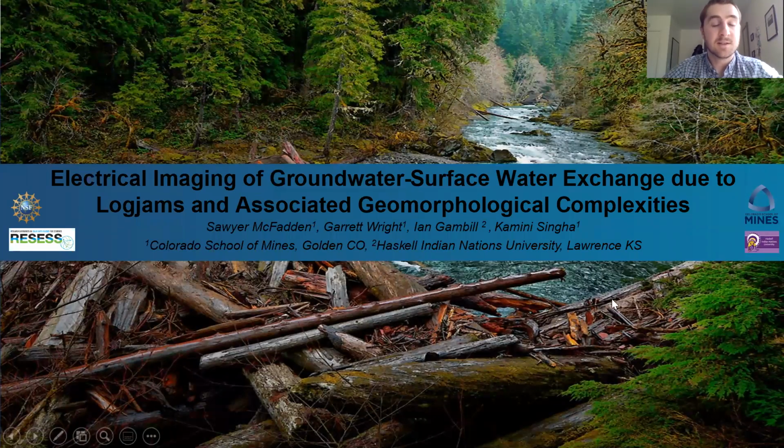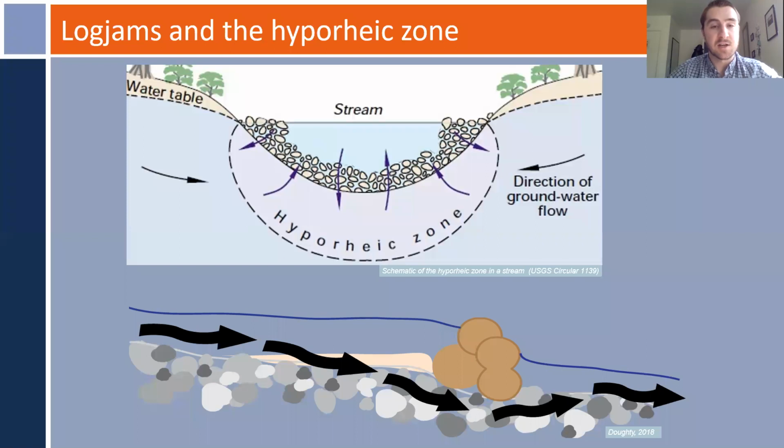All right, let's talk about electrical imaging of groundwater surface water exchange due to logjams and associated geomorphological complexities. This exchange can be called hyporheic exchange flow, which is exchange between the stream and the hyporheic zone. The hyporheic zone is a shallow groundwater zone that is a really great natural bioreactor that can improve stream water quality and is important in stream renaturalization and ecological function.